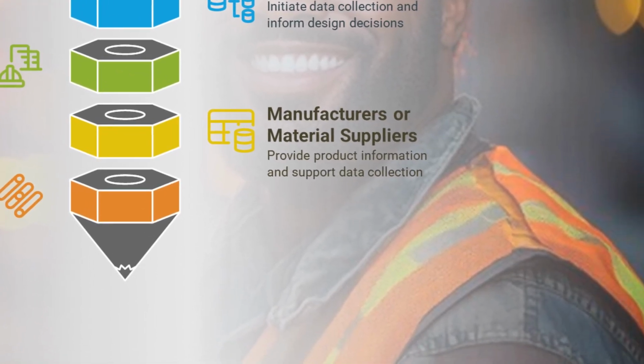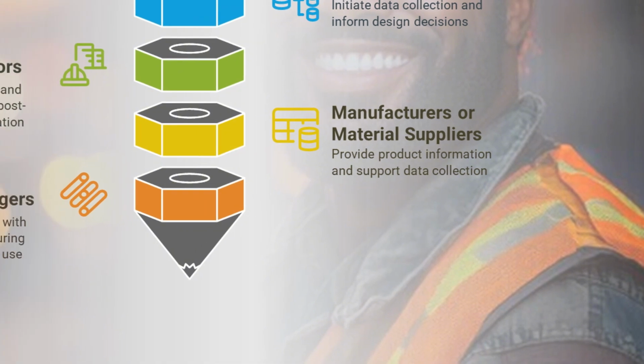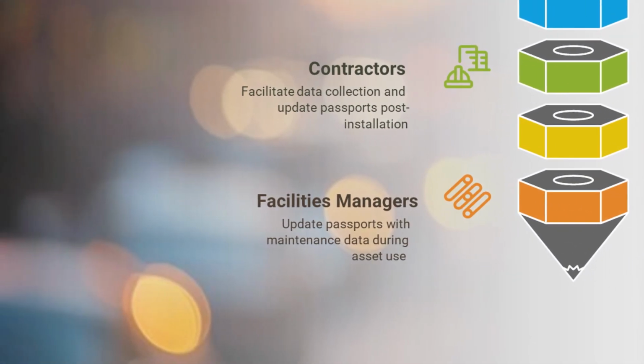Manufacturers or material suppliers will provide information on their products for the materials passport or a digital product passport if they have one. They should be supported in the data collection for the passports and keeping the data available for materials passports updates. And facilities managers can use the information within the passports to understand how materials and systems need to be cared for during the in-use phase. They should update the passports throughout the in-use stage of the asset with details of maintenance and repair so they remain accurate.